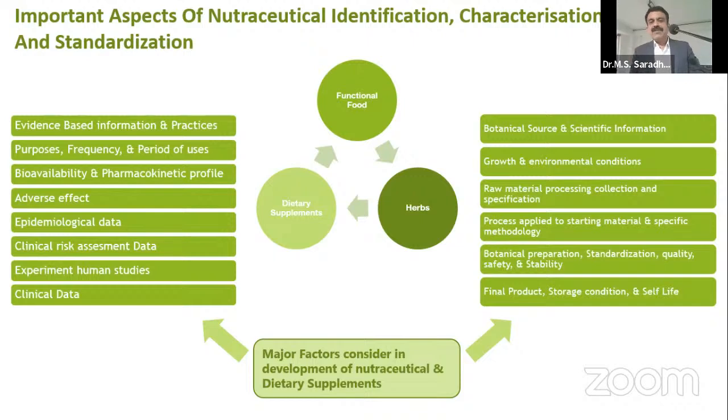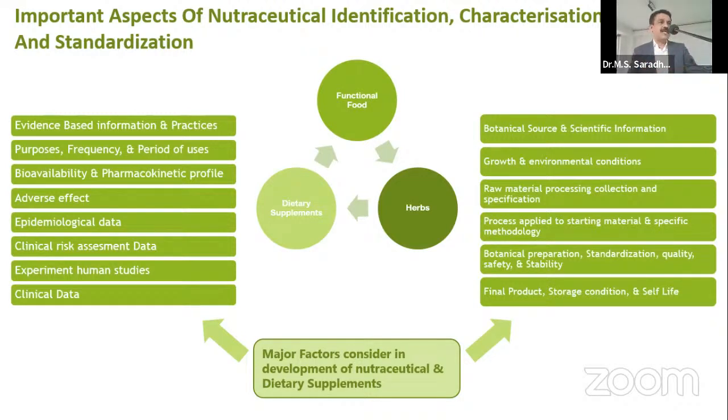And growth and environmental conditions. Again, the herb, the impurity in it, and our active principle vary from environment to environment. Then the raw material processing, collection and specifications. Before making the product, the quality starts from the raw material. Any raw material when we collect it, there should be good agricultural practices and good harvesting practices, because the raw material will start getting contaminated from the harvesting stage.